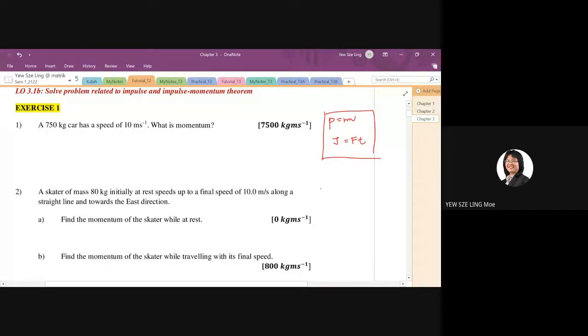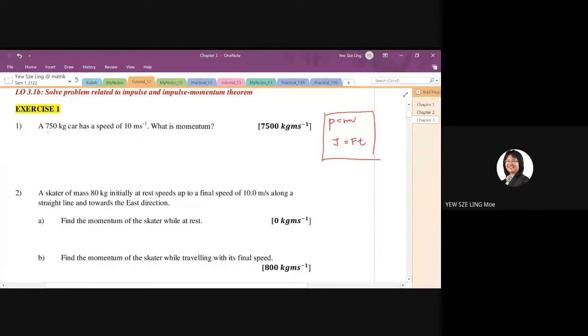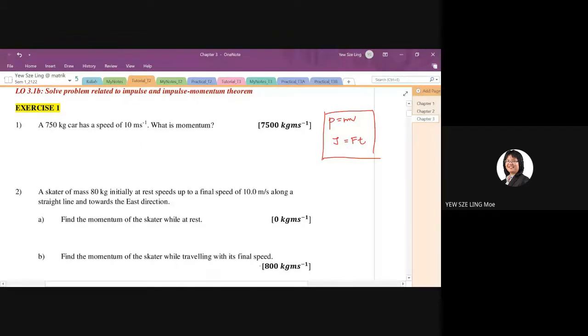So how do we know when to use which equation? It's very simple. Questions will tell you. A 750 kg car has a speed of 10 meters per second. What is the momentum? Now, the question is asking for momentum. What does it give you?